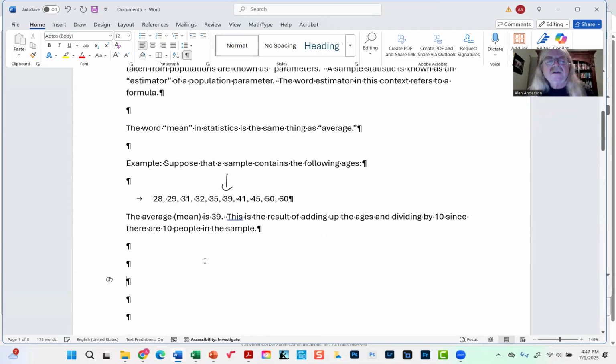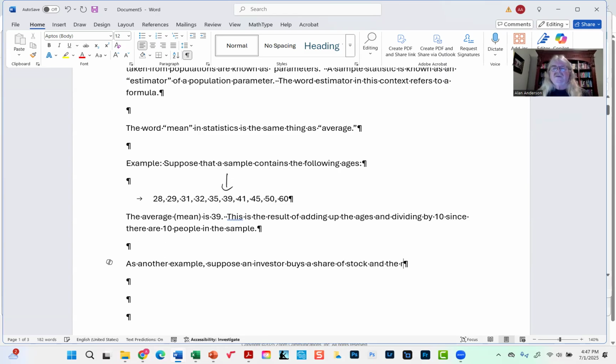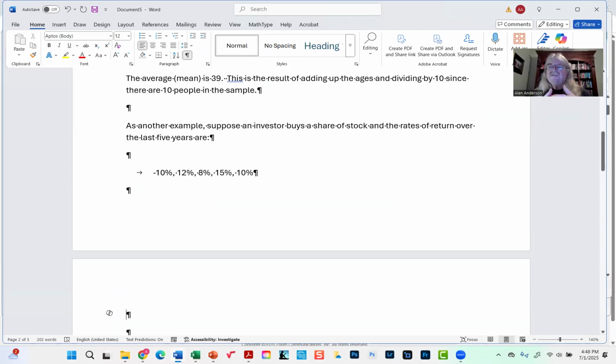Now, here's a quick example when you might find this very useful. Suppose an investor buys a share of stock and the rates of return over the last 5 years are, let's just say that one year he lost 10%, and then the next year made 12%, and then made 8, 15, and then 10. Now, I'm the investor. I want to know how I'm doing with this stock. What is my average rate of return?